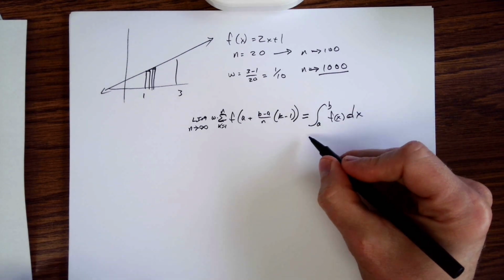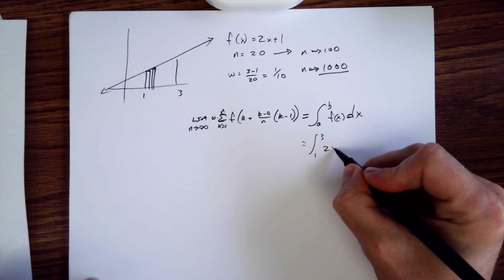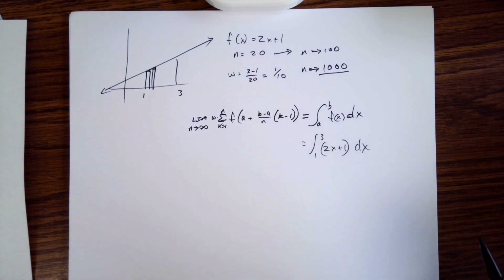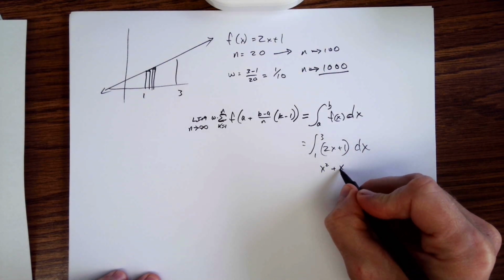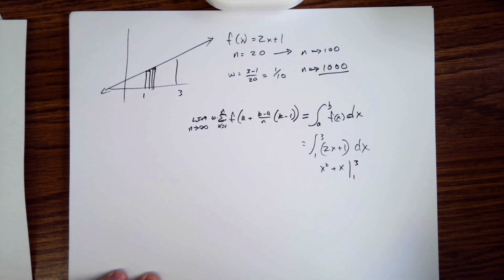The short of it is that we would just simply do the integration from 1 to 3 of 2x plus 1 dx, right? And if you remember integration from Cal 1, that would simply mean that we have x squared plus x evaluated from 1 to 3. I don't know if you remember this. If you don't, that's okay. We will review this in detail later on.